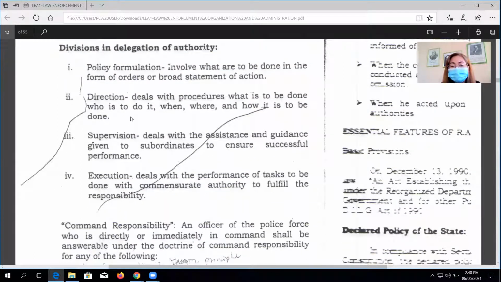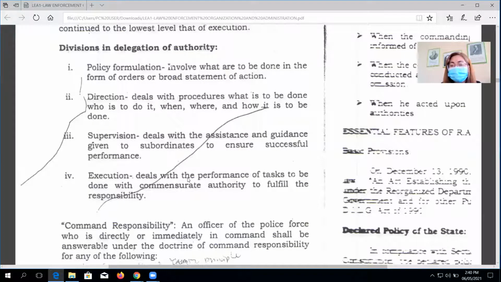Second, we have direction. This deals with the procedures: what is to be done, who will do it, when and where, and how it is to be done. Another is supervision, which deals with the assistance and guidance given to subordinates to ensure successful performance. It does not mean that once a job is delegated, you are hands-off as the officer, manager, or supervisor. A good manager or leader makes sure that once a job is delegated, it must be supervised.